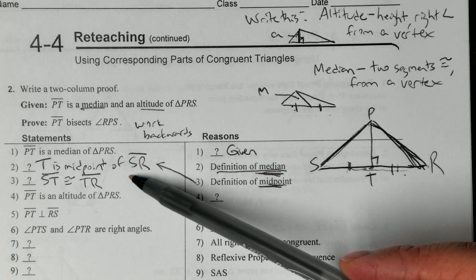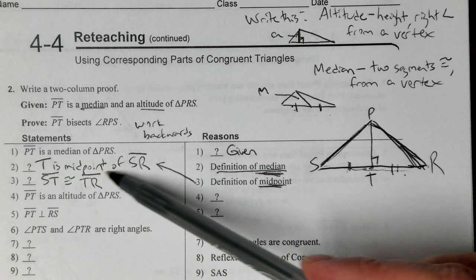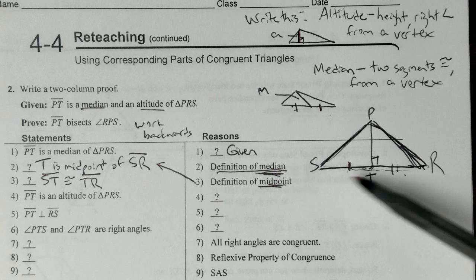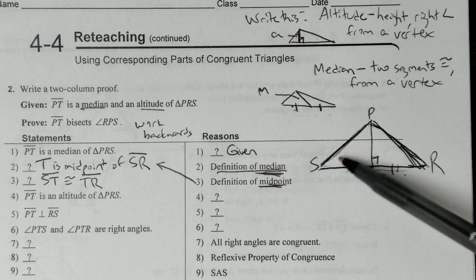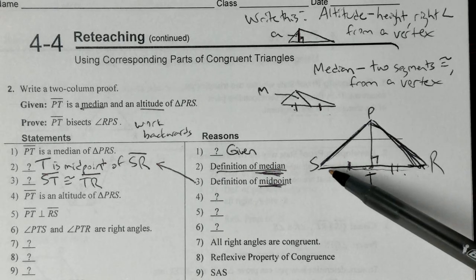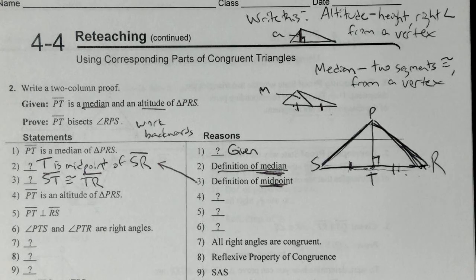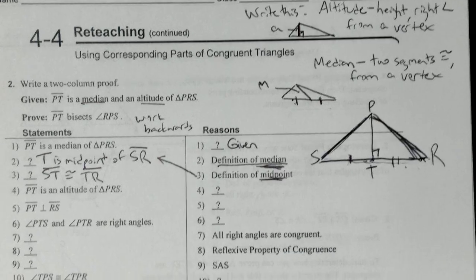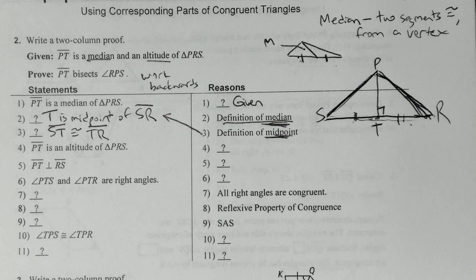So we have T as the midpoint of SR from definition of median because T would automatically be a midpoint, and then because of that, those segments would be equal. Any questions about that?